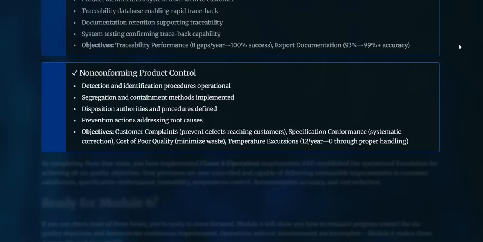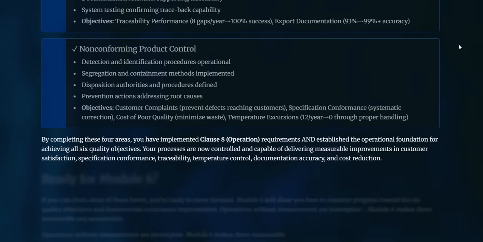proper handling. By completing these 4 areas, you have implemented Class 8 operations requirements and established the operational foundation for achieving all 6 objectives. Our process now is controlled and capable of delivering measurable improvement in customer satisfaction, specification conformance, traceability, temperature control, and documentation accuracy and cost reduction.